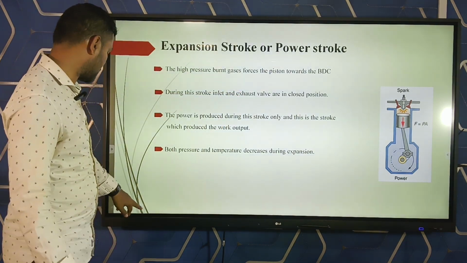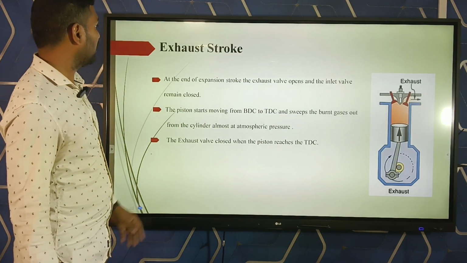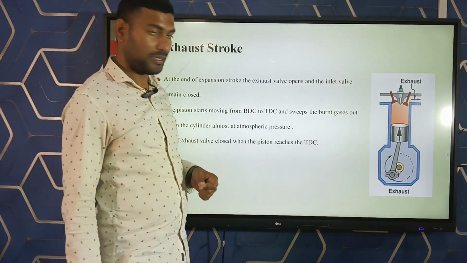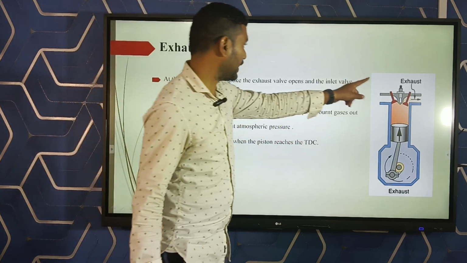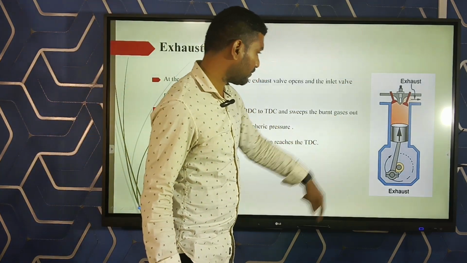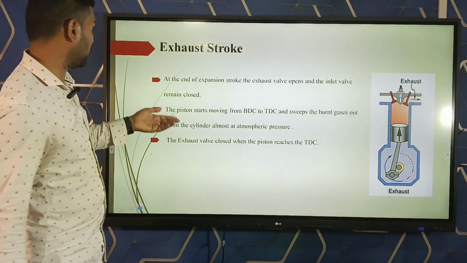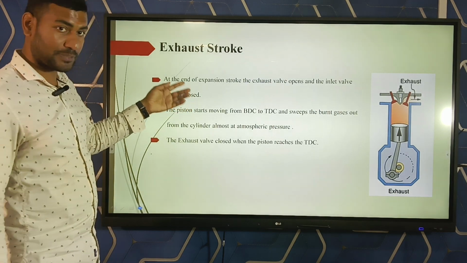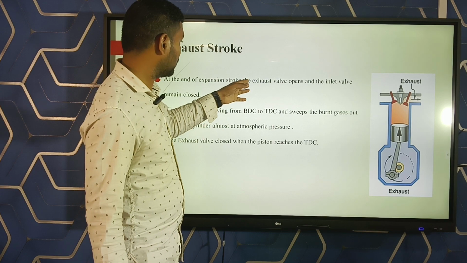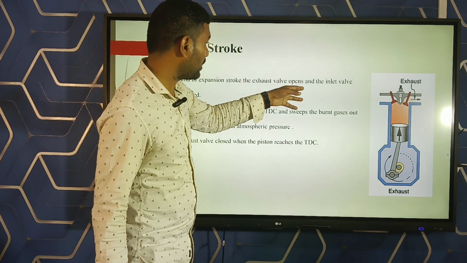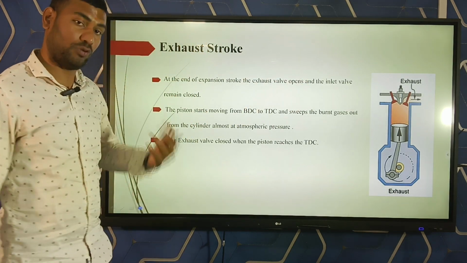Next, exhaust stroke. This is your fourth event. This is your exhaust stroke diagram. First point is at the end of expansion stroke, the exhaust valve opens and the inlet valve remains closed.